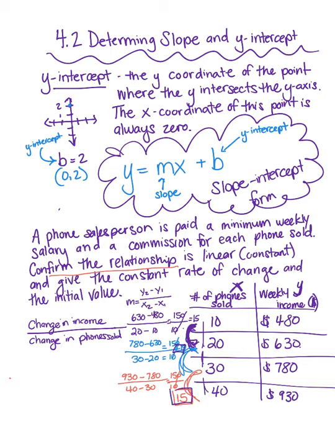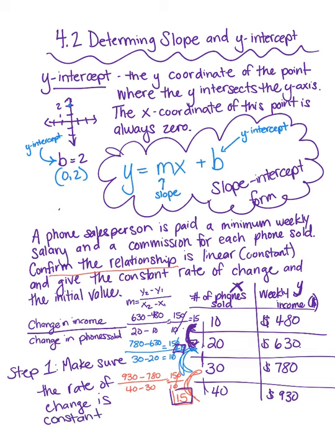So this is our first step. We have to make sure that the rate of change is constant. So step 1, make sure the rate of change is constant. And it is here in this case because our constant is 15. Okay? So now we're ready to go on to step 2.